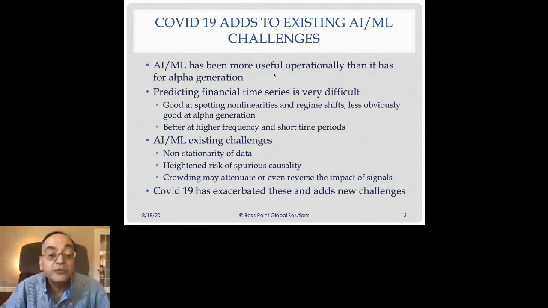The heightened risk of spurious causality caused by big data, the fact that you have a lot of different kinds of data series and you're likely to find some relationships which may not hold in the future. And the crowding, because of the existence of many quantitative equity managers who may be already incorporating signals that are common, and those signals then lose their power. All of these had been issues for artificial intelligence and machine learning even before COVID, but COVID's actually exacerbated these and added new challenges. So let's begin with the massive changes that have occurred due to the crisis.